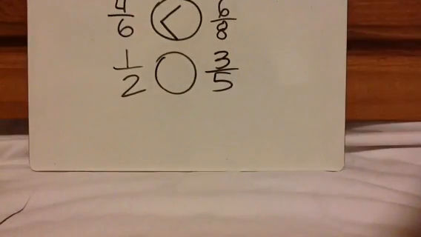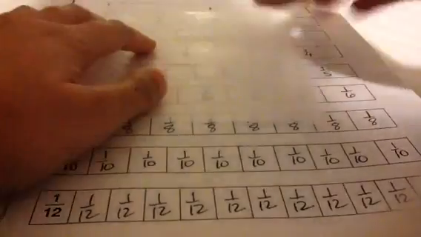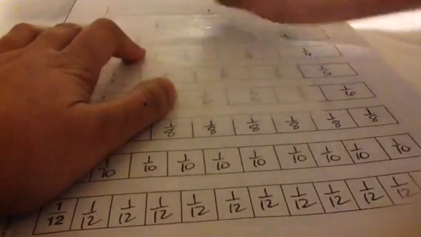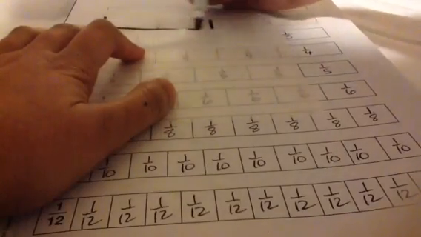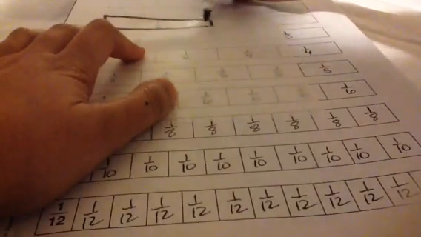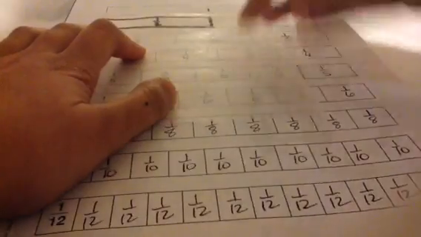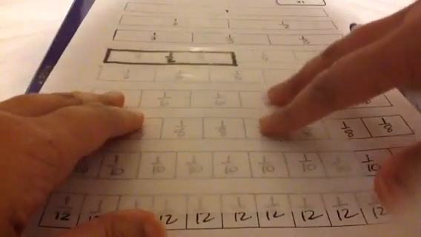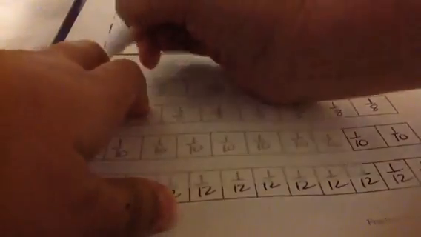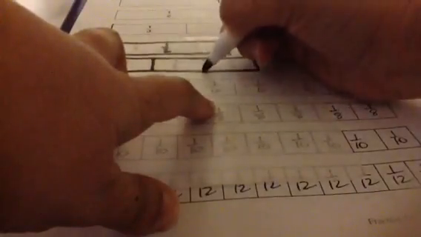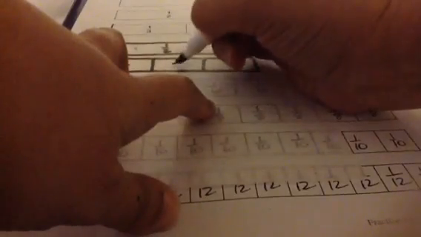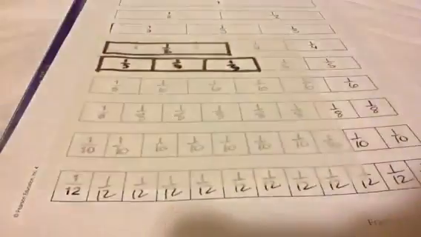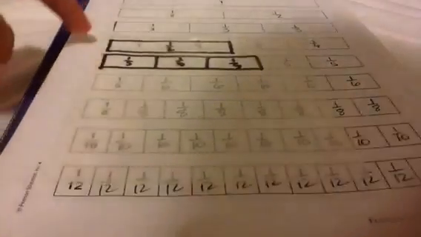Let's look at another example, 1/2 or 3/5. Okay, so find 1/2, trace it as carefully as possible. I'm going to go ahead and label it. And then compare it to 3/5. Now, we know that 3/5 is more than 1/2.